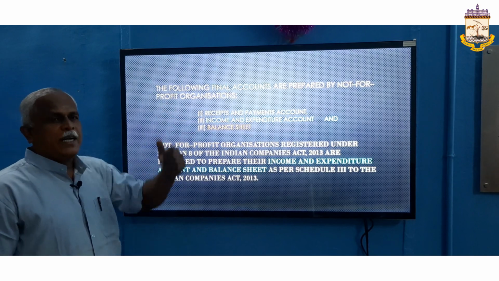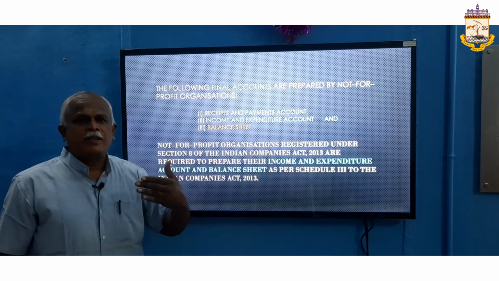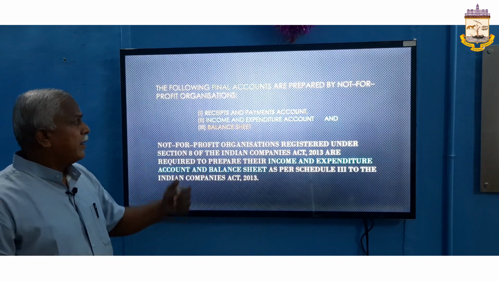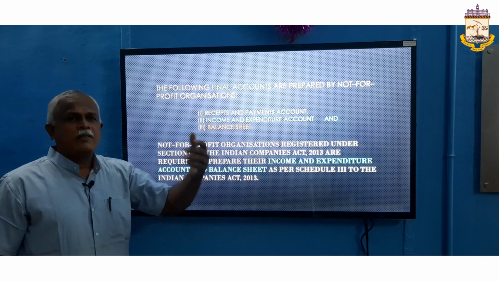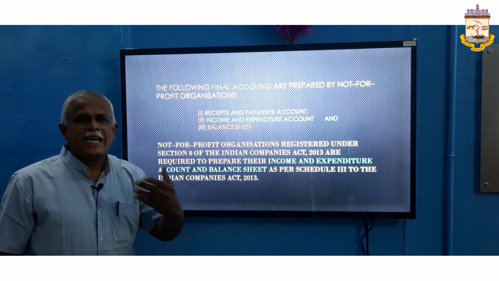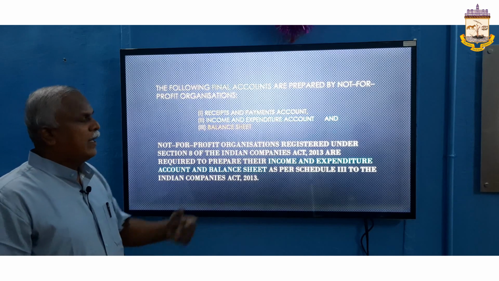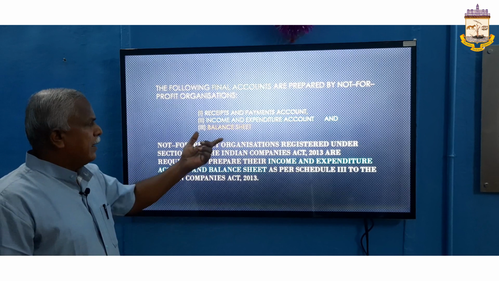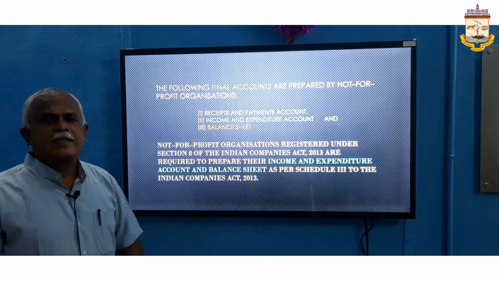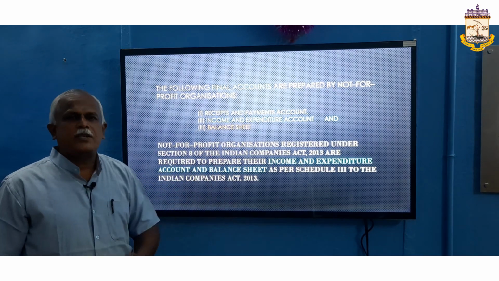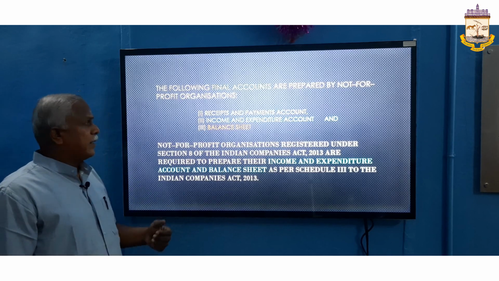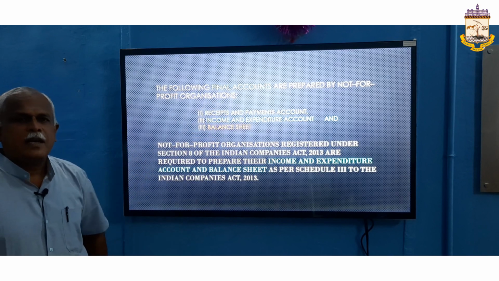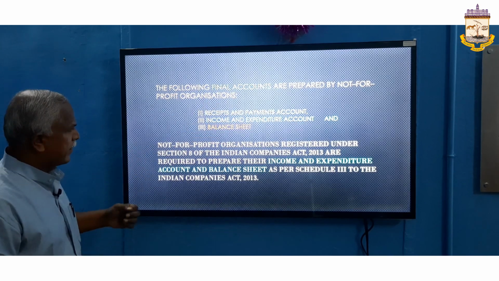Receipt and payment account is nothing but the receipt of all types of cash and spendings in the form of payments. Income and expenditure account shows whatever income was received by the organization and whatever expenditure was done in the particular year, to find out the surplus or deficit. Balance sheet, as in a trading concern, shows the financial position of the particular organization. So these are the accounts that comprise the final accounts of the not-for-profit organizations.